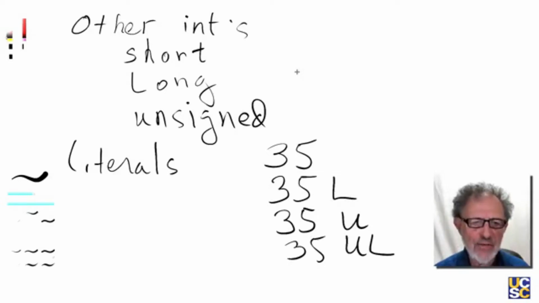Now, for each of these types, there's a way to present a constant. And I'm just showing you here, here's 35, that's an ordinary int. Here's 35 long, and it also can be a lowercase l. This is 35 unsigned, which can also be a lowercase u or an uppercase U, and this is 35 unsigned long. So you should have all of these available on your machine.